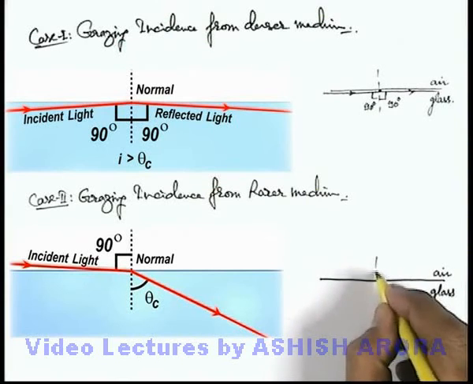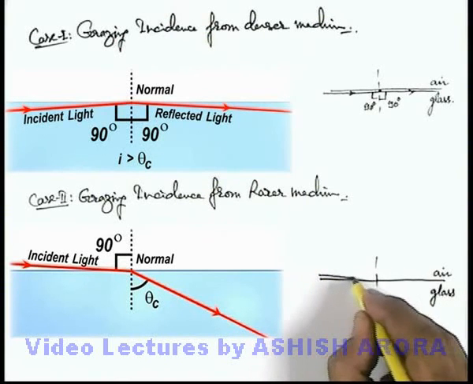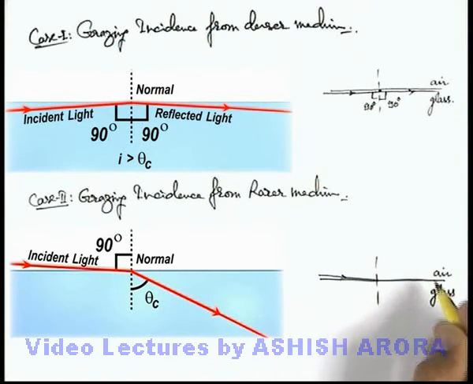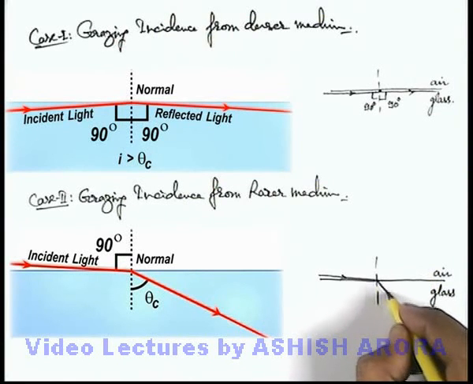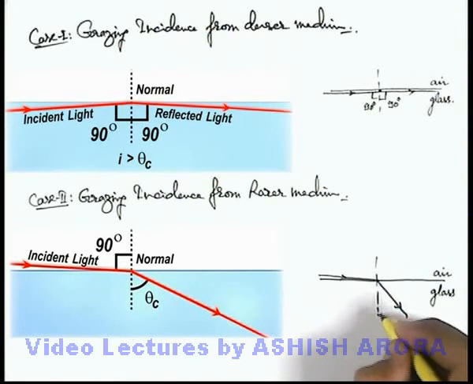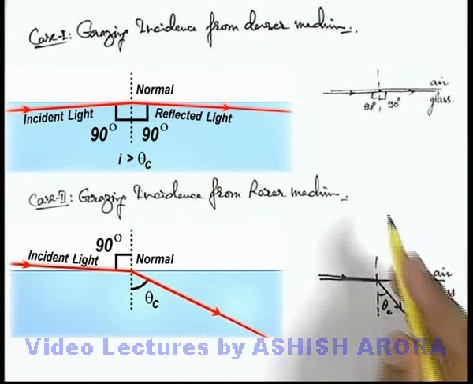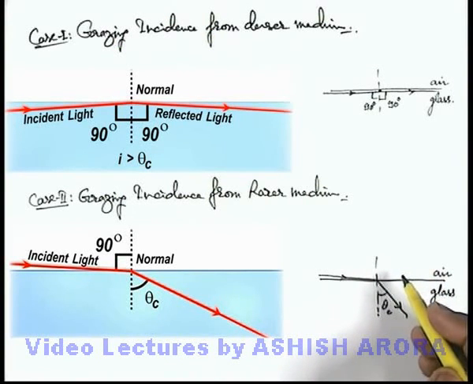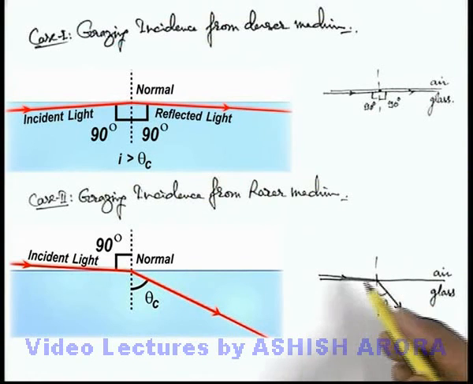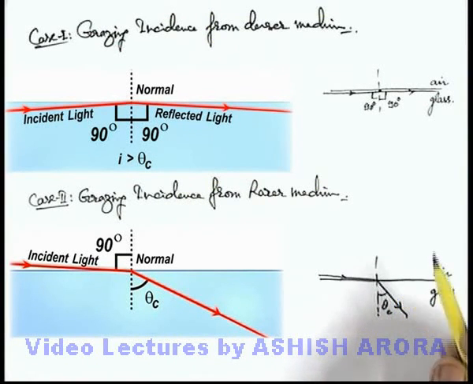If there is an air-glass boundary and light is incident in a grazing manner from the side of the rarer medium, then after refraction the light gets into the denser medium at an angle theta c. So for both cases you need to keep in mind what will happen if a light ray grazes along an interface from the side of the denser medium or from the side of the rarer medium.